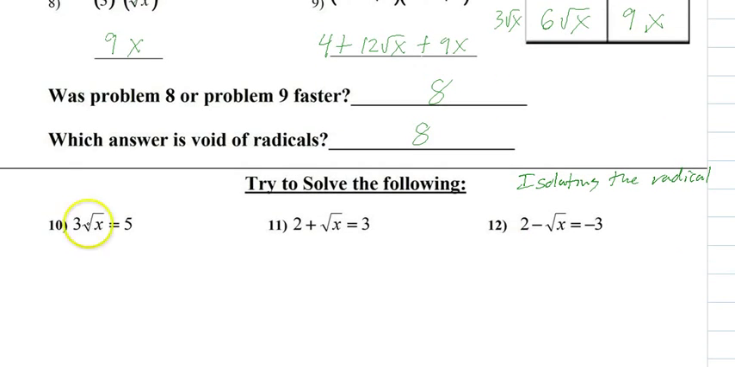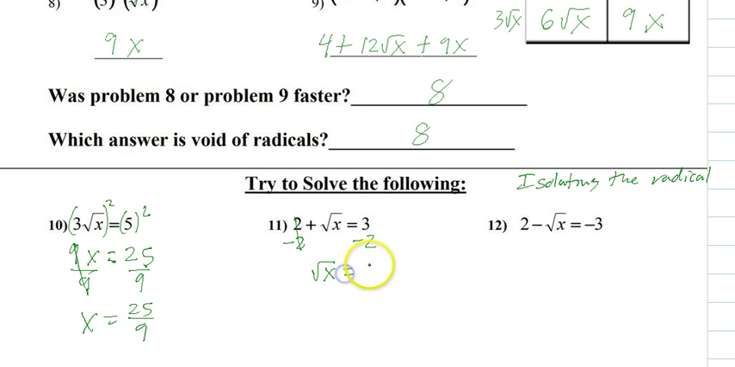Here's our first one. The radical here is all by itself. So if you square it, you get 9 and then x equals 25. We can then divide, and we have a nice answer. If it looks like this and you square it, then you have to use FOIL, which is not going to be nice, and it's not going to remove the radical. So what do you do? You get rid of the 2. You isolate the radical. This allows us to square it, and you get a nice answer.